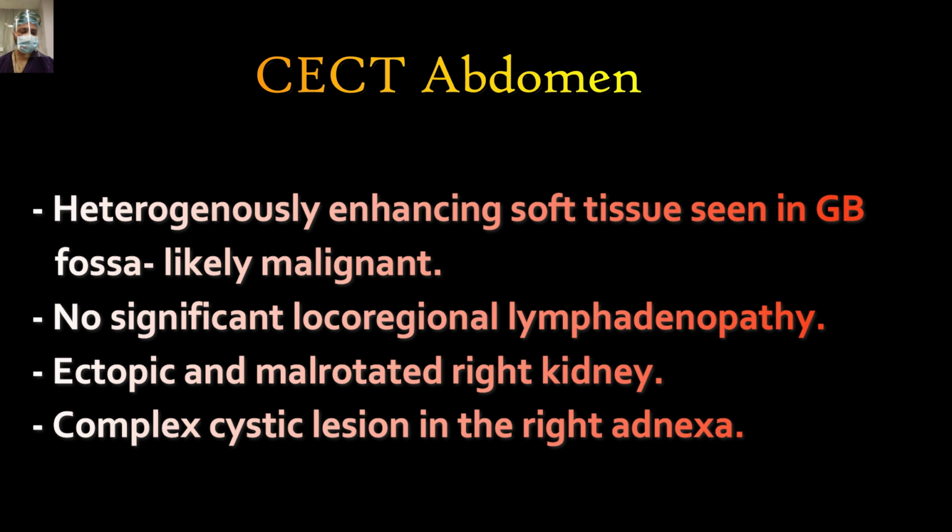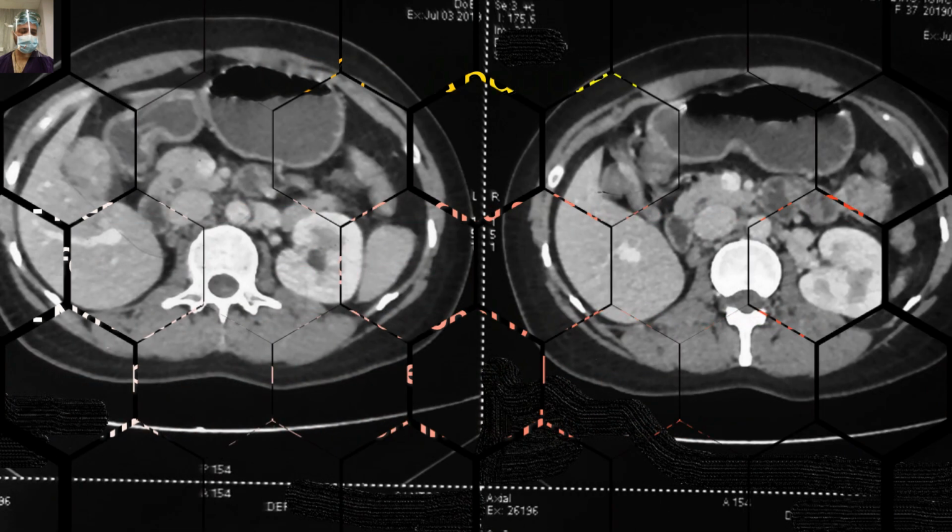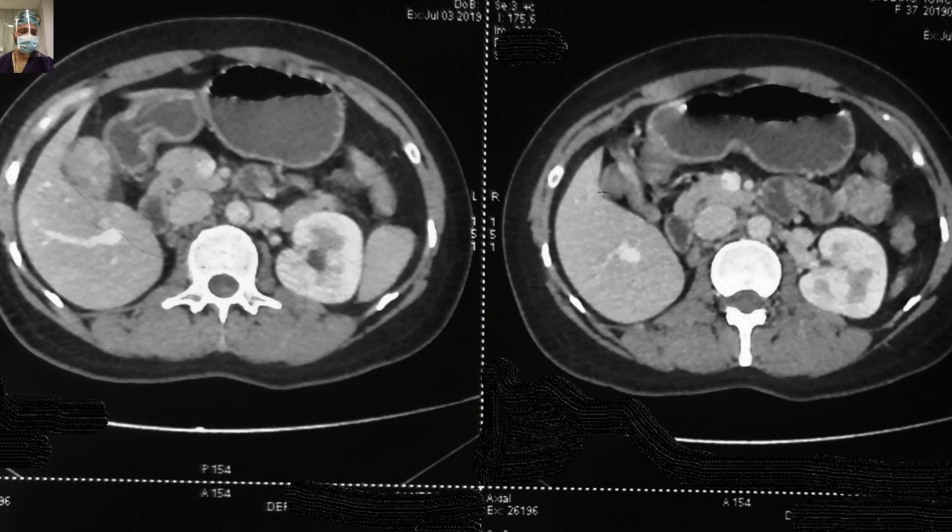On CT scan, CECT abdomen, there was a heterogeneously enhancing soft tissue seen in GB fossa, likely malignant. There was no locoregional lymphadenopathy or any evidence of metastasis. Ectopic, malrotated right kidney with complex cystic lesion in right adnexa were confirmed. These are the axial images of the contrast CT scan.